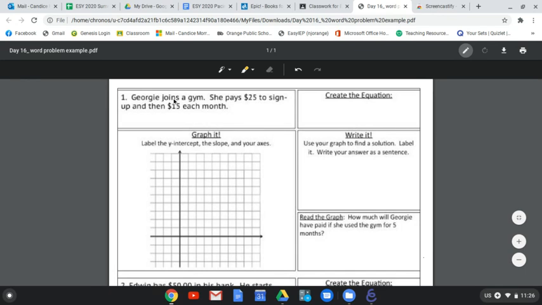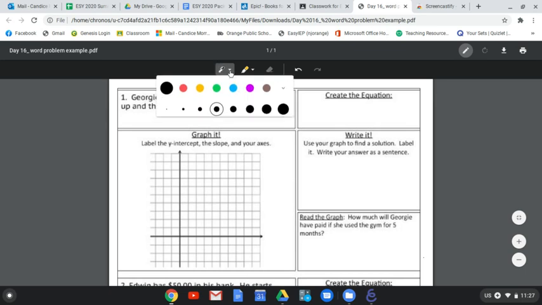So it says Georgie joins a gym. She pays $25 to sign up, and then an additional $15 each month. All right, so we don't know how many months she signs up. So that is going to be your slope, because you're adding $15 each time. So that's going to be your slope. I'll put that in blue for now.